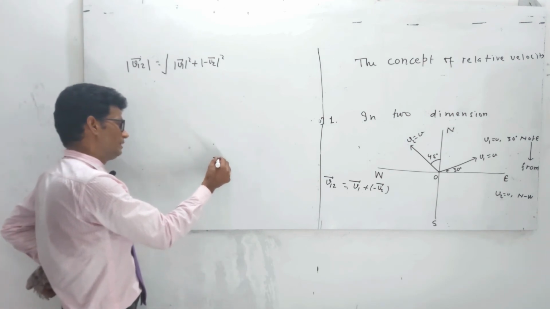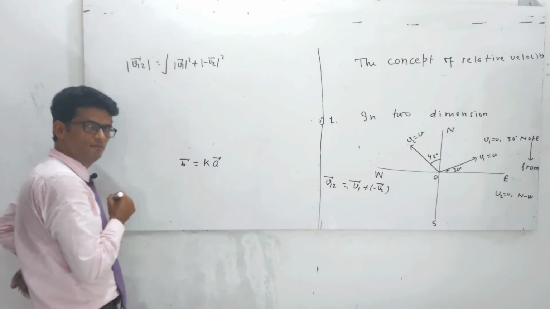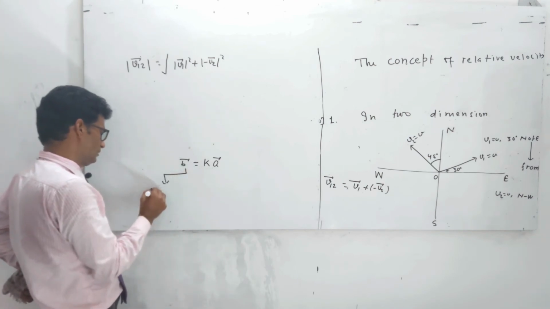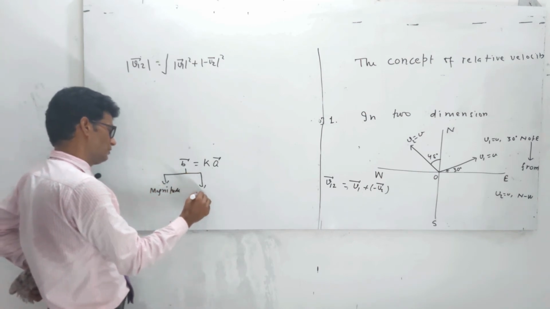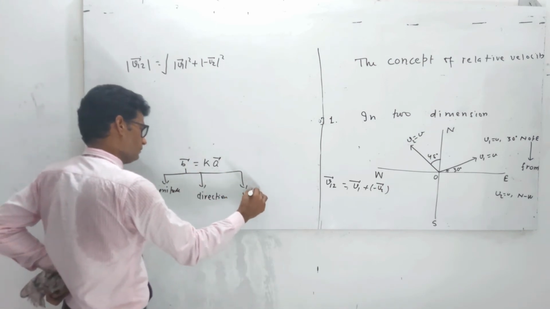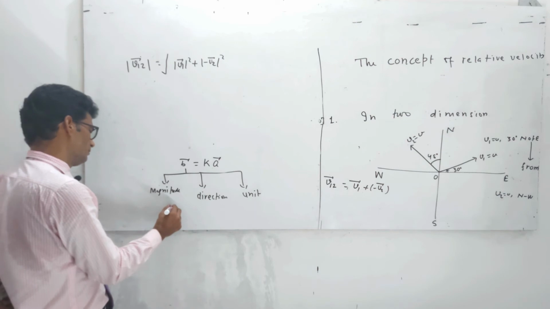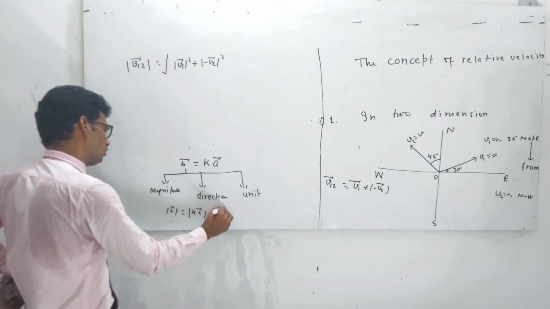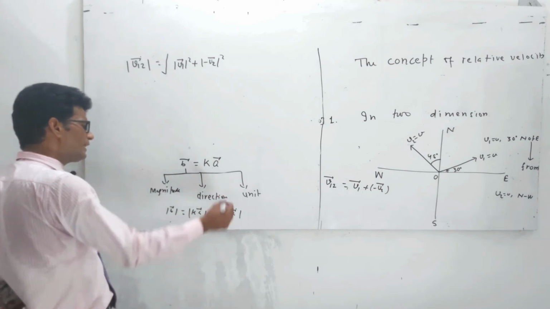If we have vector A and we multiply it by a scalar k, then the resultant is a vector. So we have to think of three things for this vector: magnitude, direction, unit. For magnitude, we take the mod on both sides. Mod of B, so mod of kA, by the properties of modulus, comes out to be mod k, mod A. So magnitude becomes mod k times mod A.